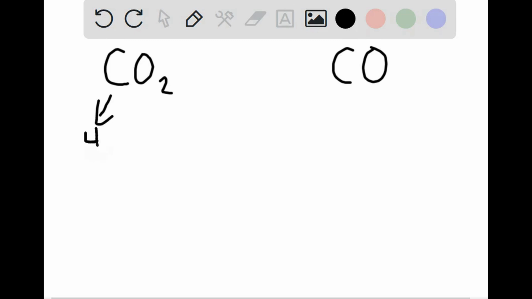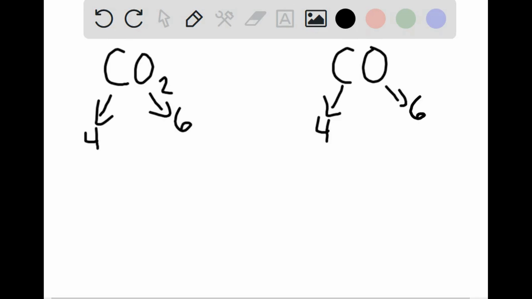In this problem, we're going to take a look at carbon dioxide, or CO2, and carbon monoxide, or CO. To begin with the Lewis structures, we know that each carbon atom has 4 valence electrons. We know that each oxygen atom has a total of 6 valence electrons.